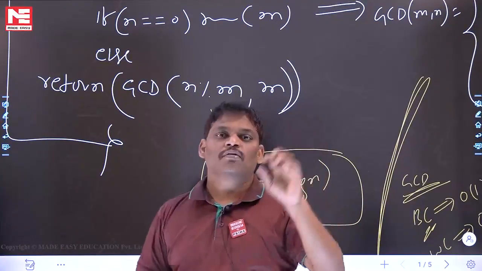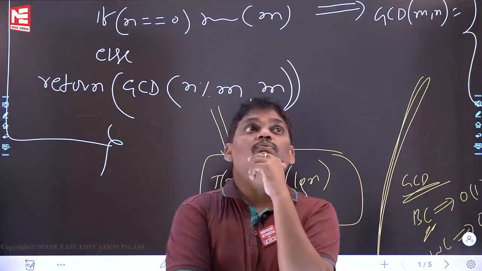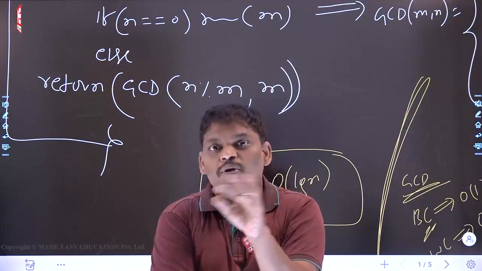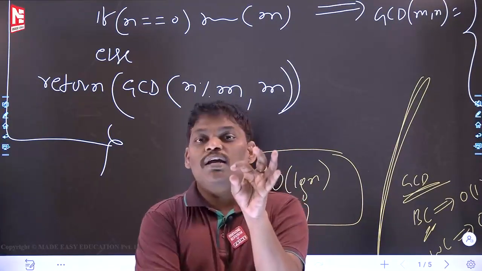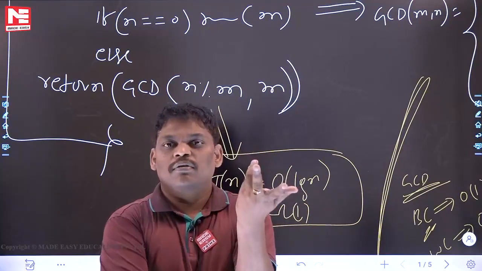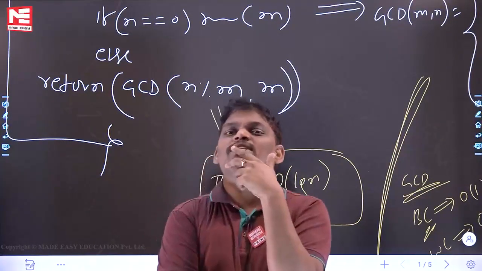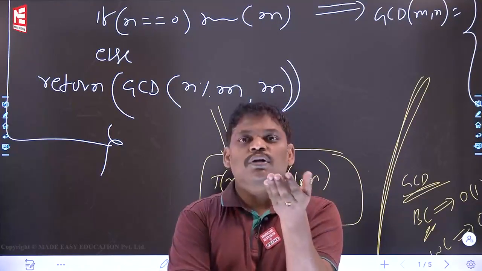Logic. What kind of inputs should I take? What is the size of? I'm not talking about the size. I'm talking about what kind of relation. What kind of inputs should I take so that best case will come? What kind of inputs should I take so that worst case will come?